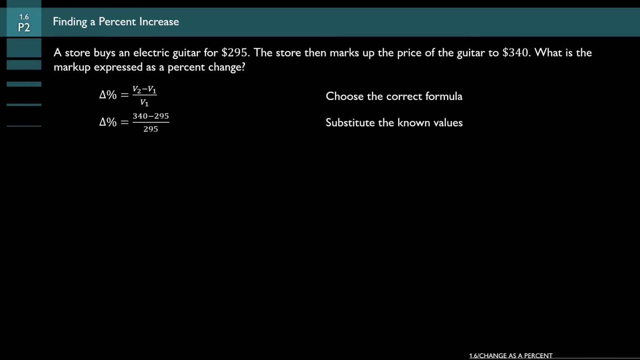So this time, the markup is going to be $340. So that's the second value. So 340 minus the original value of 295 over the original value of 295. 340 minus 295 is 45, so we're left with 45 over 295. When we solve that, we get approximately 0.153. So again, move your decimal 2 spots to the right, and you end up with approximately 15.3%. And that again is a positive increase because the store marked up the price from what it paid for the guitar.